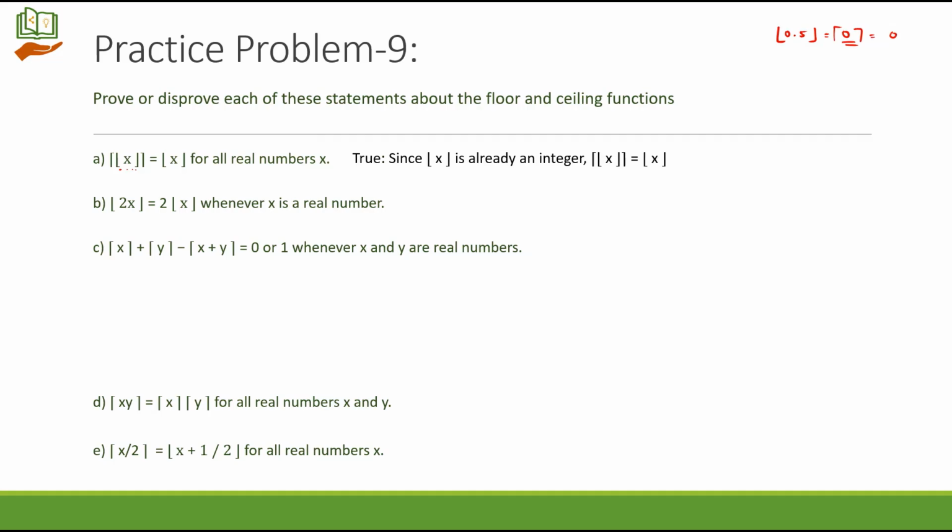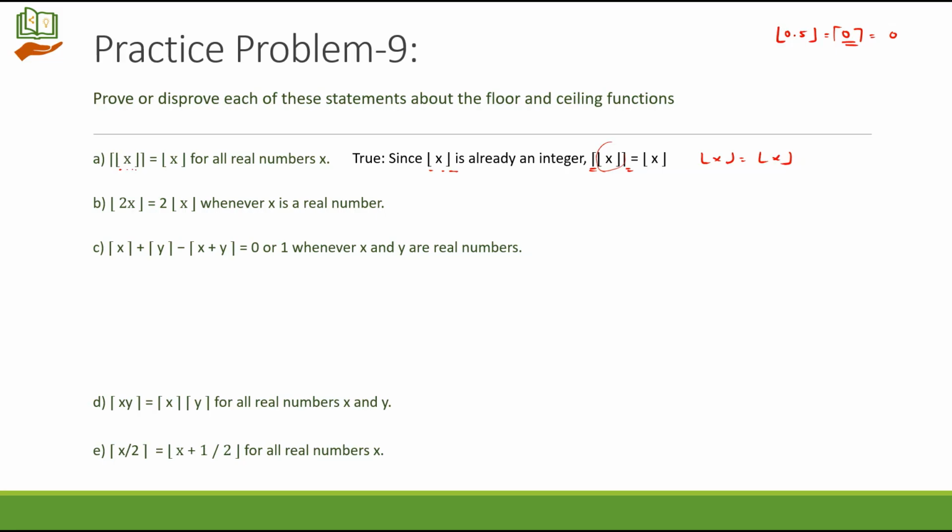This is actually true. Since floor of x is already an integer, this ceiling will have no meaning. This is actually equivalent to floor of x is equal to floor of x. So this is true only. Only when you have a real number you can apply floor or ceil. Already you have applied floor and changed this particular floor of x to an integer. What is the use of applying ceiling to an integer? That's why they say it is true.